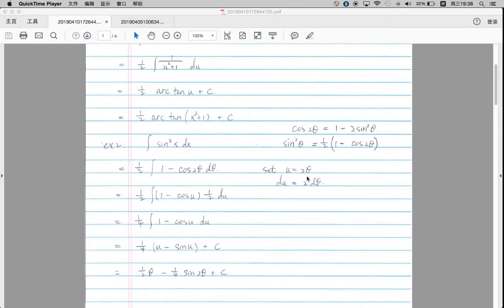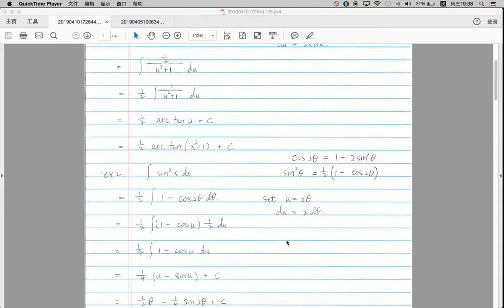Now we need to substitute back to make the solution in terms of our original variables. We bring back u equal to 2 theta. So now we just have 1/2 theta minus 1/4 of sine 2 theta plus the constant.